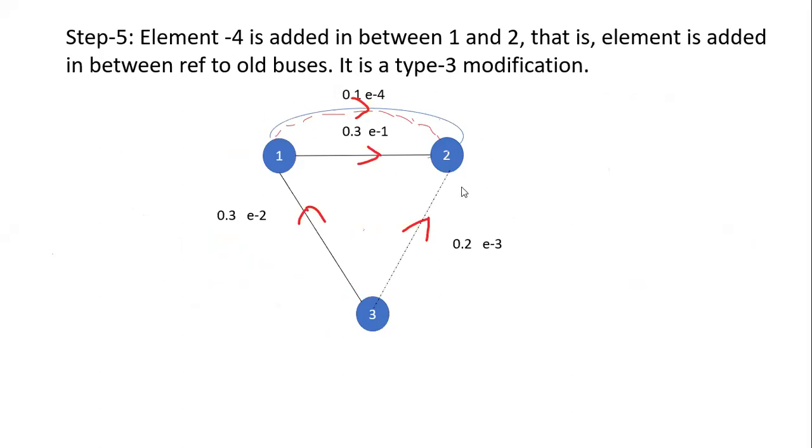This is the final diagram for the addition of all the elements in the network. This is the final graph. This graph is also called the subgraph. What is the difference between the graph and the subgraph? In the graph we are representing only the elements. In the subgraph we are representing the branches and the links.